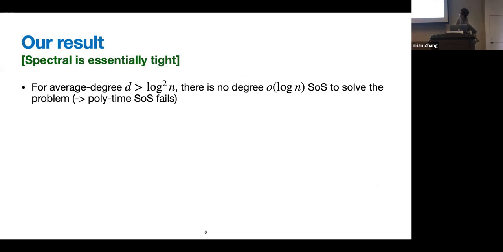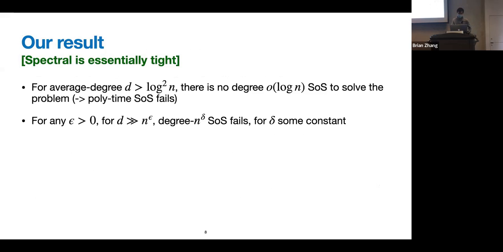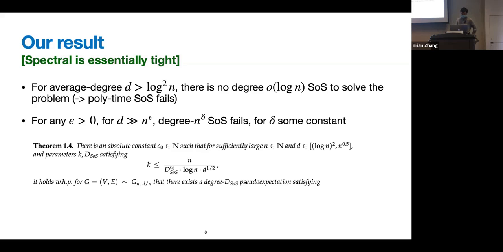If you have average degree at least log squared, we can rule out little o of log n degree SOS. So this corresponds to polynomial time SOS. And we got a stronger result if your graph is slightly denser, like if you have n to the epsilon average degree, you can get n to the delta degree sum of squares lower bound. This is our main technical statement.